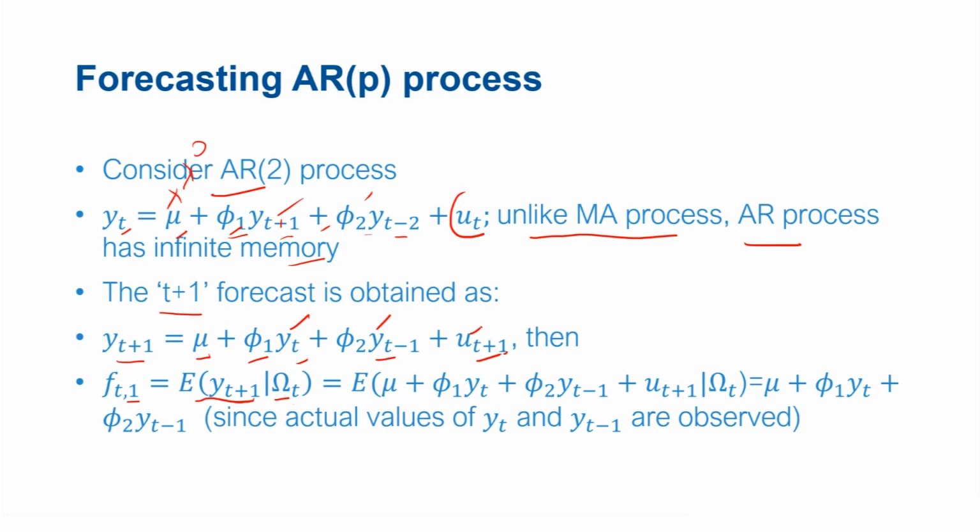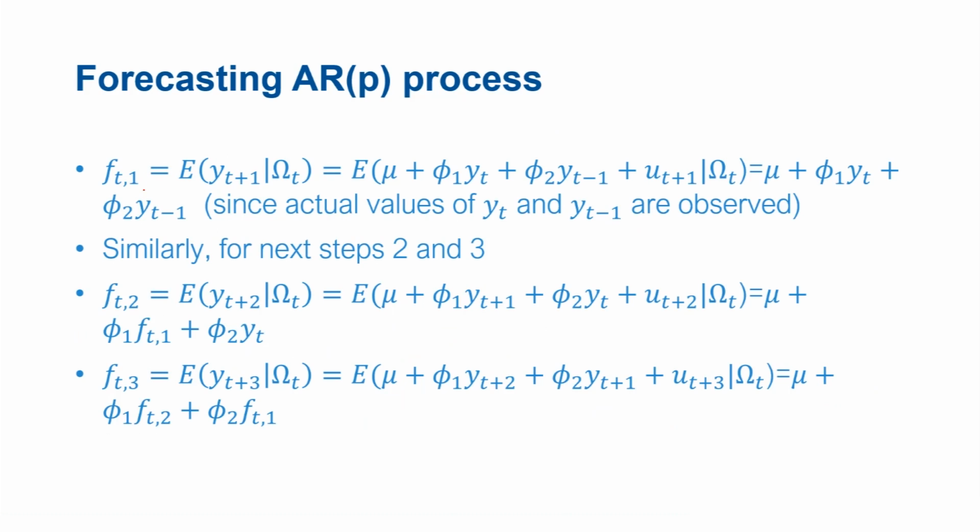And when we are computing the expected value of epsilon t plus 1, because this is not observed, it will become 0. So our expectation operator will operate on mu, yt, yt minus 1 and so on, but their actual values are available, so they will be taken. But when we compute the expected value of this term, it will become 0. So we are left with mu plus phi1 yt plus phi2 yt minus 1. These are actual values that are observed already because we are standing at time t. In this fashion, we have obtained the one step ahead forecast.